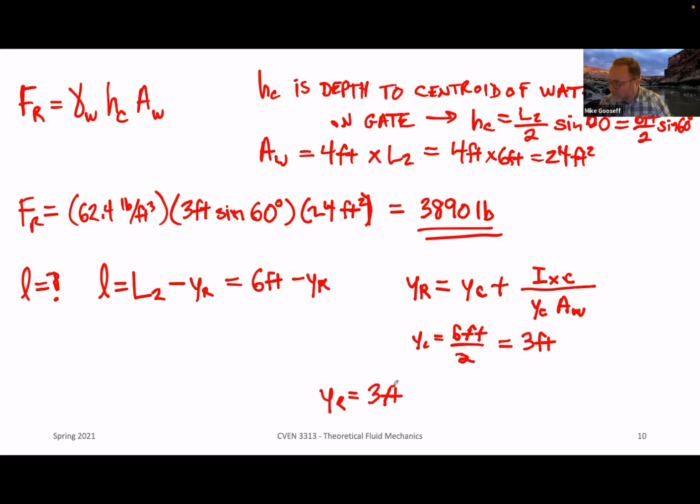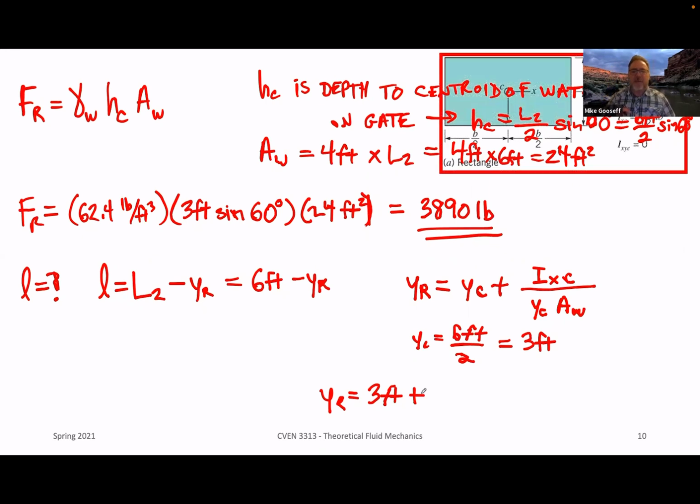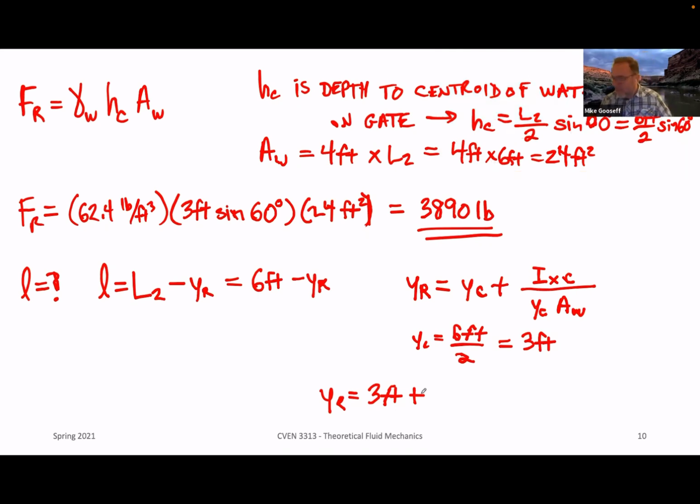Oh my heavens, this is rough. Okay, 3 feet plus. Now we need an equation, and this is where this pop-up comes in. I apologize, I forgot that was there. We can't see that at all. I brought this in just to remind us of what happens for a rectangle for the moment of inertia. So I'll write it out. I_xc is basically equal to 1/12 times the width of our rectangle, so 4 feet.